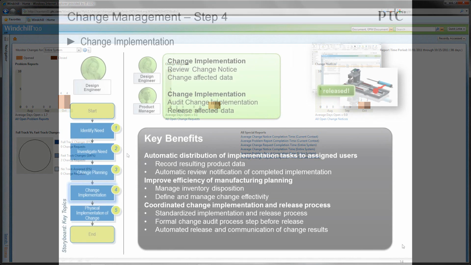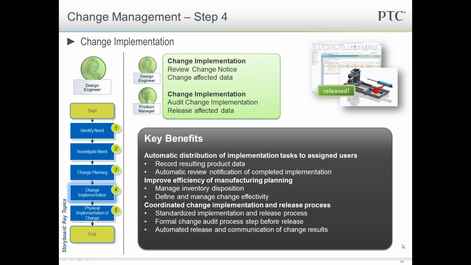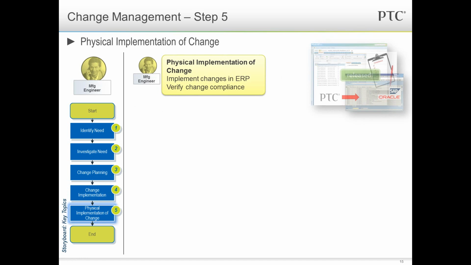So just to summarise step four, the automatic distribution of these implementation tasks to users is extremely powerful, and it means that we remove bottlenecks created by manual propagation of those tasks and when they happen. We can also improve the efficiency of manufacturing planning. Although my changes occurred immediately, you can set effectivity on the date at which the newly changed products overwrite the old released items. And obviously the standard things apply here, where we've got coordinated change implementation, we've organized it correctly, and the right things are going to the right people at the right time. Let's move on to step five.